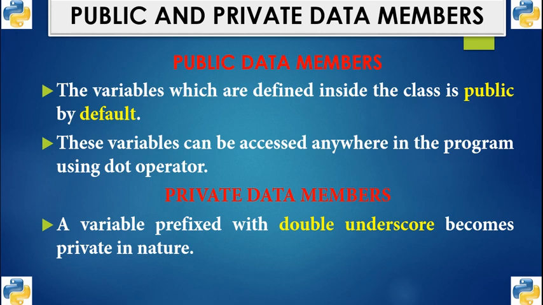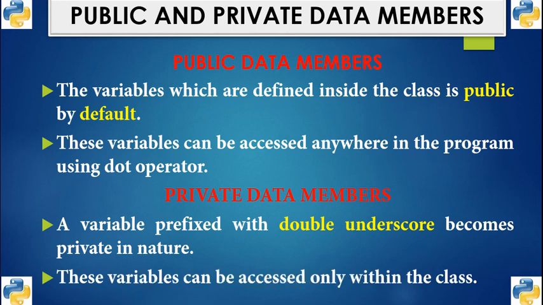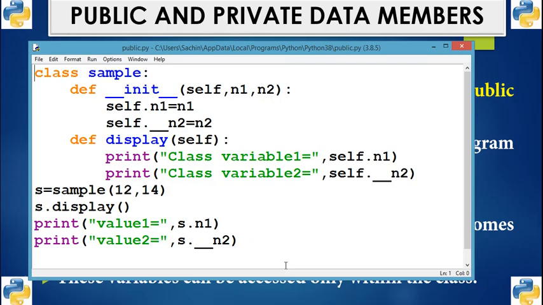So that private variable has a life within the class only. Outside the class, no one can access it, even an object cannot access it. So that is the private data member. It can be accessed only within the class. So shall we see an example for this?